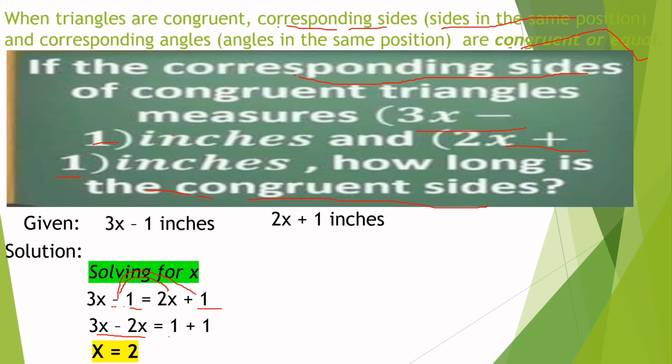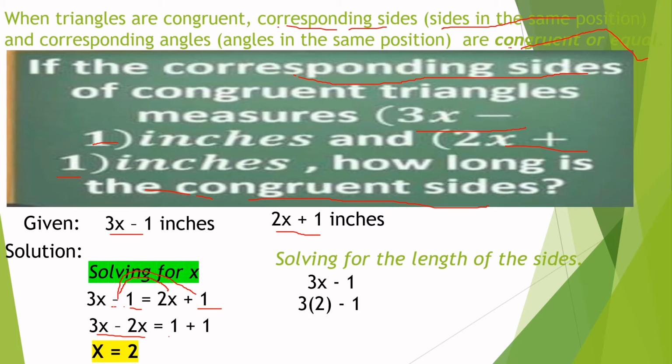And solving for the sides, we can use 3x minus 1 or 2x plus 1. Either of the two, the answer is the same. So we will use 3x minus 1 first, then substitute the value of x. So we have 3 times the value of x, which is 2, minus 1. 3 times 2 is 6, minus 1, is equal to 5. Therefore, the length of the side is 5.